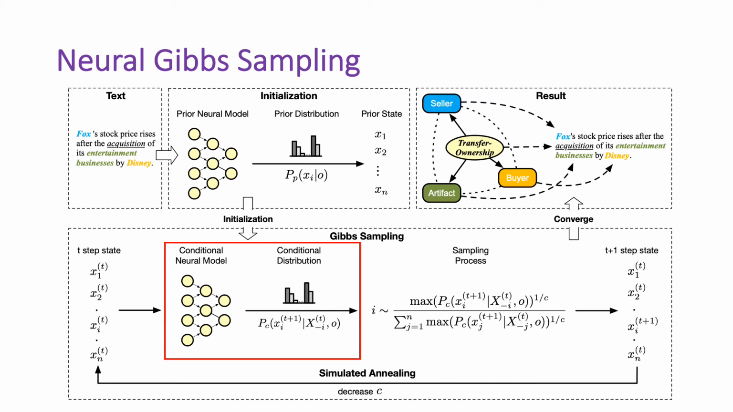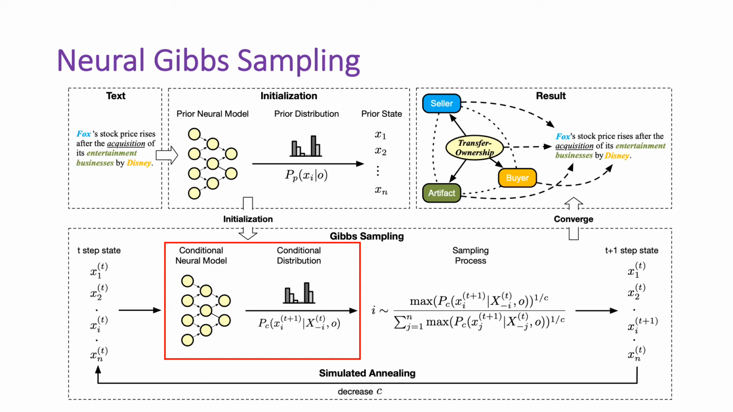And the second neural model, the conditional neural model, is to model the conditional distribution P(xi | all the other random variables). That is to predict an argument role given the text and all the other event argument labels. So in the training, we feed all the argument roles predicted in the last time step along with the text into the model and ask it to predict the argument role for a specific given event argument candidate.